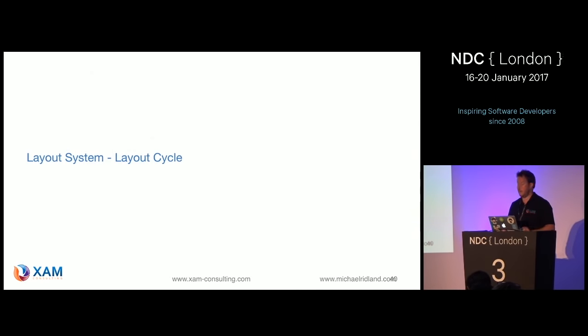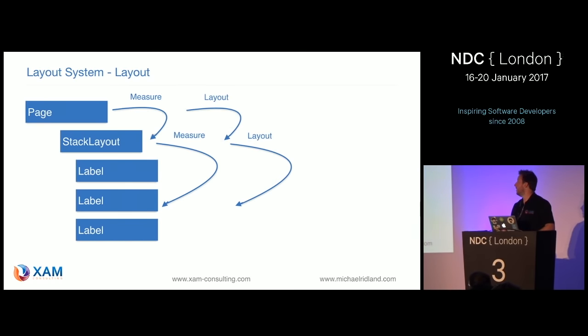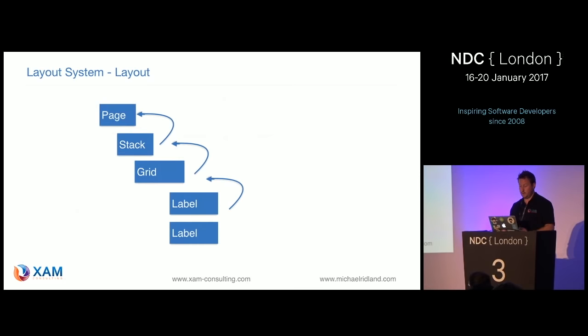Then we can look at the layout cycle, which is the other cycle. Once we've had the invalidation cycle, we've decided to lay things out. Before it lays anything out, it measures, and it can measure multiple times. The grid and the stack layout have multiple rounds of measuring, and then it'll do the layout. So put it all together: first we're doing the invalidation, and then we're doing the layout.